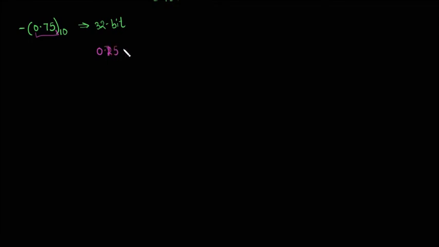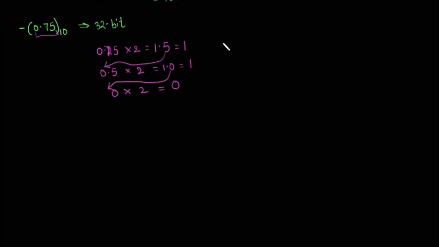0.75 times 2 equals 1.5. It is 1. We consider only 1. Next, 5 is carried forward to the next step. 0.5 times 2 is 1.0. We consider only 1. 0 is carried. 0 times 2 is 0.